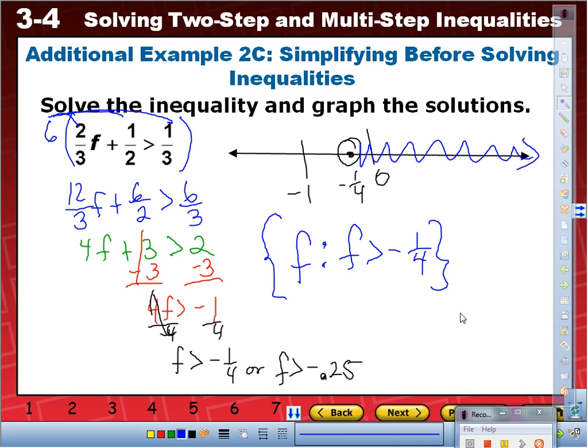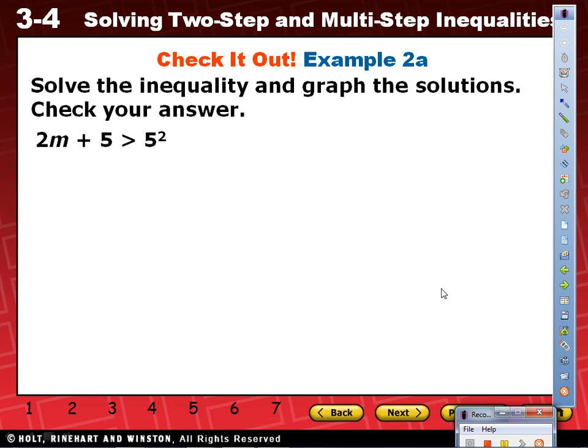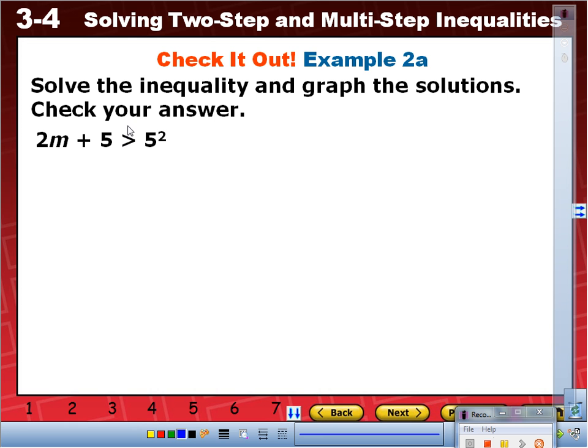All right, let's do another one. Copy this one. It says 2m plus 5 greater than 5 squared. This one I'll let you do by yourself since it's fairly simple. See how you do. Go. First step, simplify. Can we simplify this side? No. This side, yes. 25. Focus, please. 2m plus 5 is greater than 25.